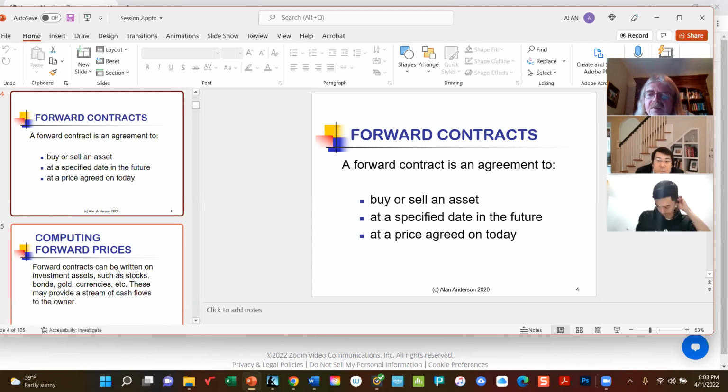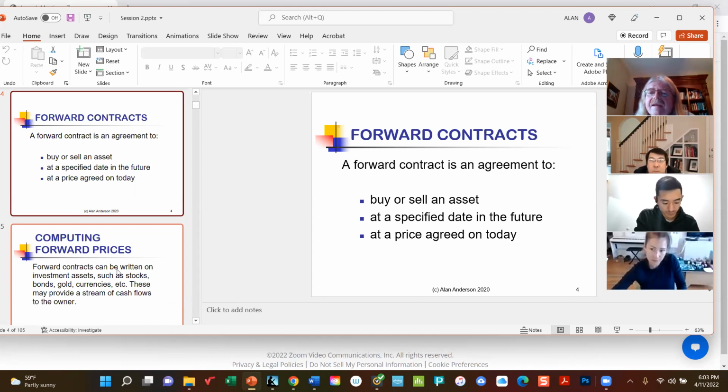You can have, for example, the purchase date could be 6 months in the future, it could be 9 months, it could be some bizarre number of days like 154. It depends on what you need. And also the assets themselves, in principle, there's no limit to what kinds of assets you can buy or sell with a forward contract.